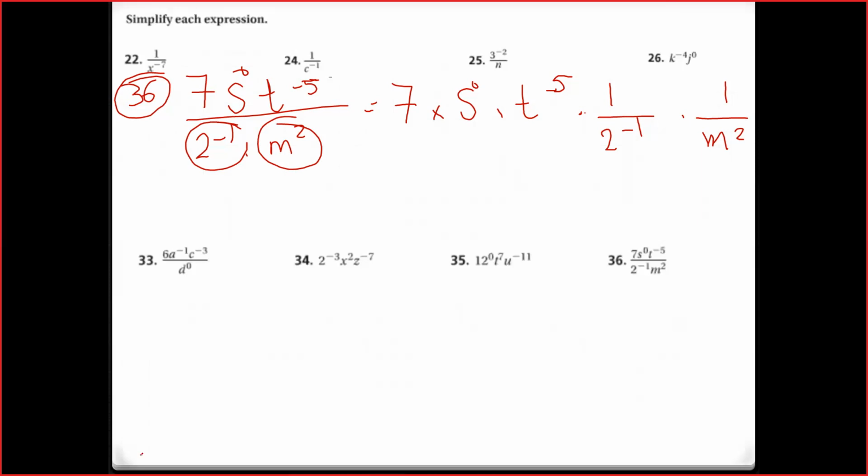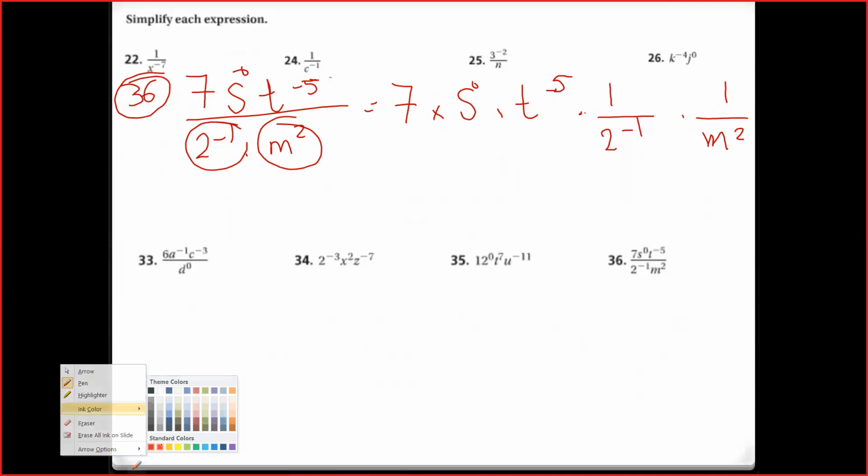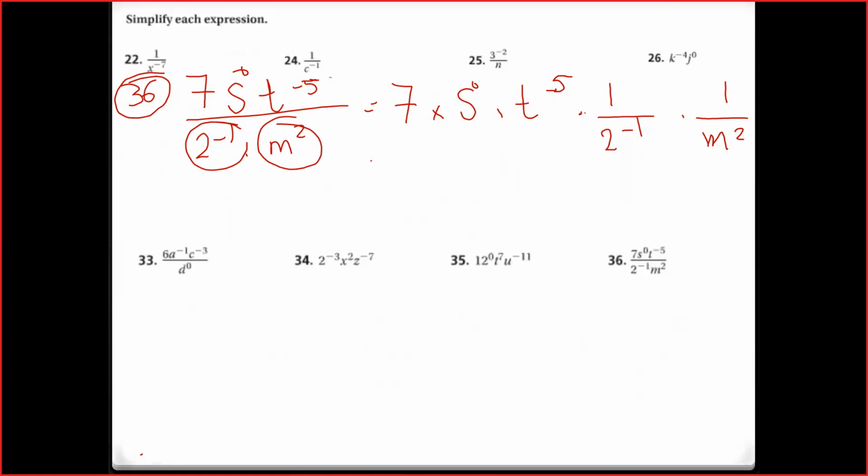After that, 7 times s to the power 0 is 1 times t to the power negative 5. What is the reciprocal of t? It is 1 over t. And what is the opposite of negative 5? It is 5. Okay. Then 1 over 2 to the power negative 1.